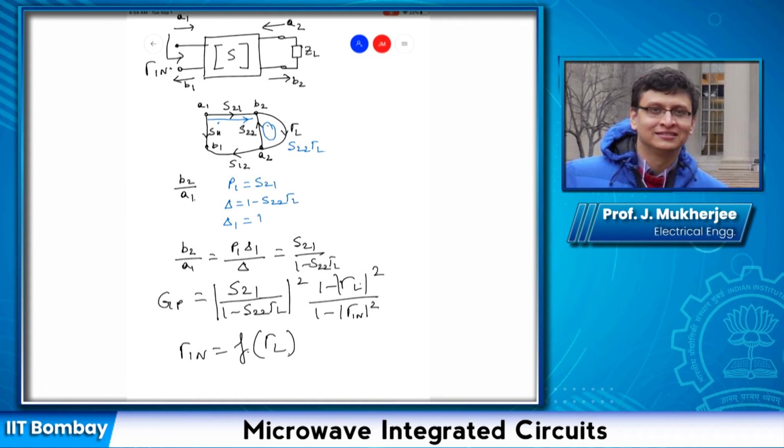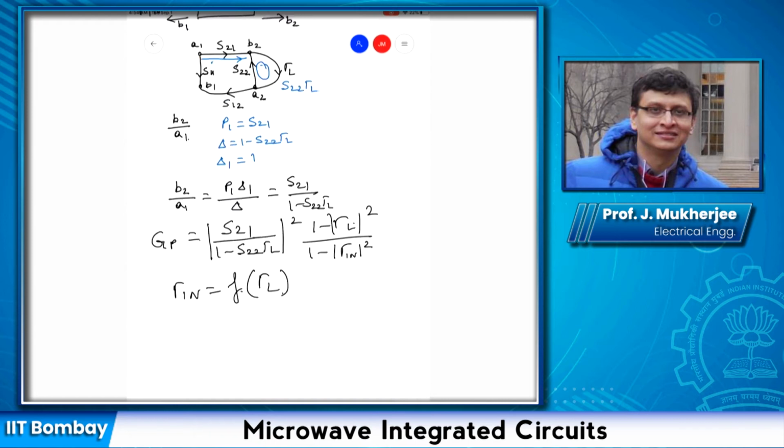Why is gamma in a function of gamma L? Because a few minutes back we derived this expression, right? Gamma in is equal to S11 plus S12 gamma L S21 upon 1 minus S22 gamma L. So as you can see, gamma in itself is a function of gamma L. These S parameters are fixed for a particular two-port network. The only parameters that can vary are gamma L and gamma S.